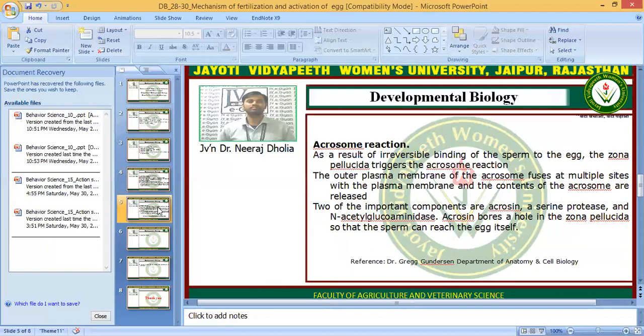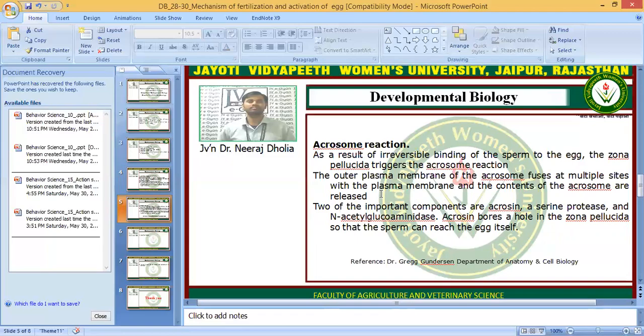So what is the acrosome reaction? It is also an important process. As a result of the above changes, after recognition there are a few irreversible changes and binding. As a result of irreversible binding of the sperm to the egg, the zona pellucida triggers the acrosome reaction. So this irreversible binding causes the acrosome reaction.